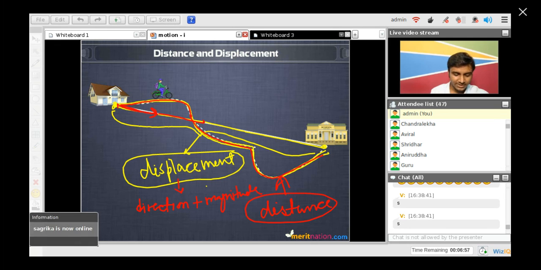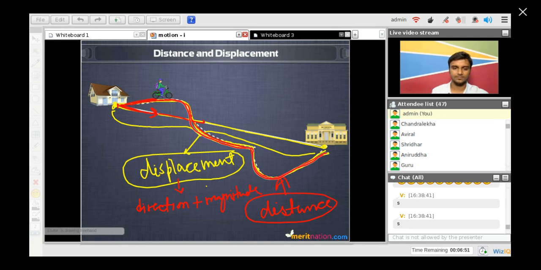But distance, you can see the direction is changing. This direction again it is changing, again it is changing. So it is in multiple directions. So you cannot write one direction. So distance does not have direction. It only has magnitude. That is why we say displacement can be 0, positive and negative. Distance will always be positive because it does not have direction.